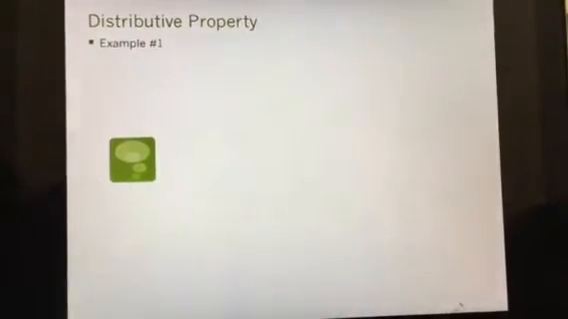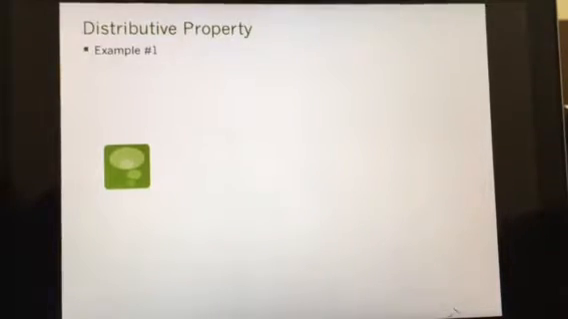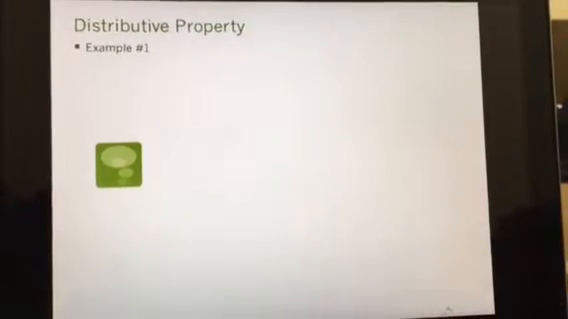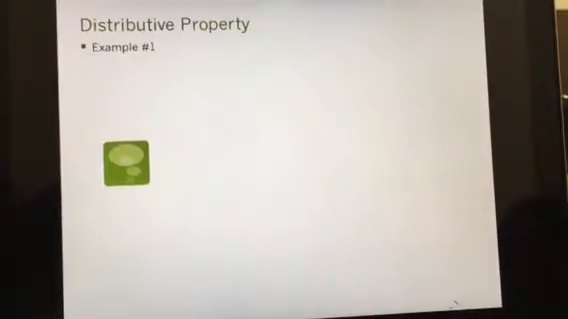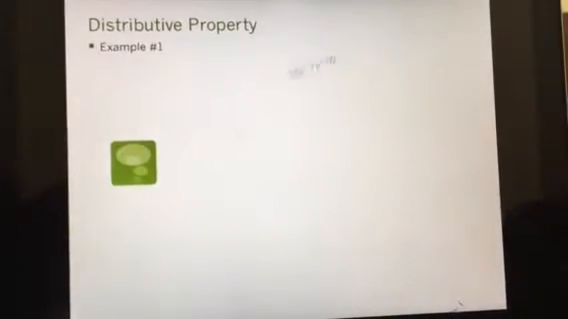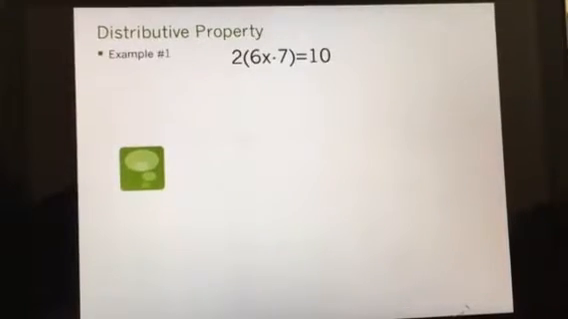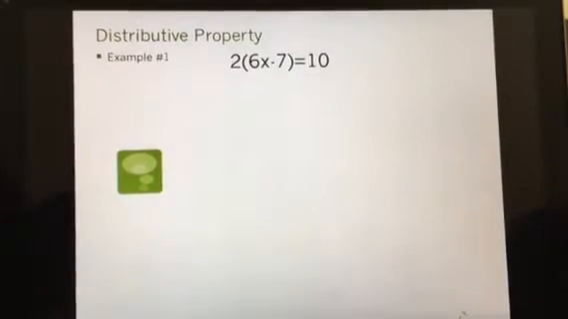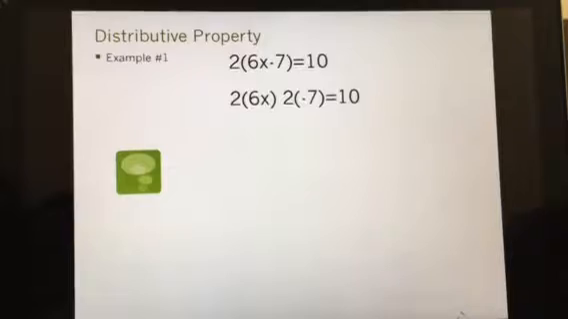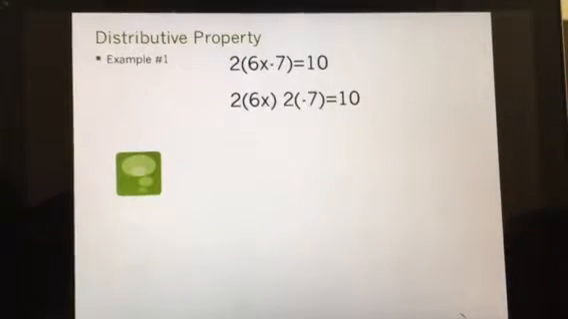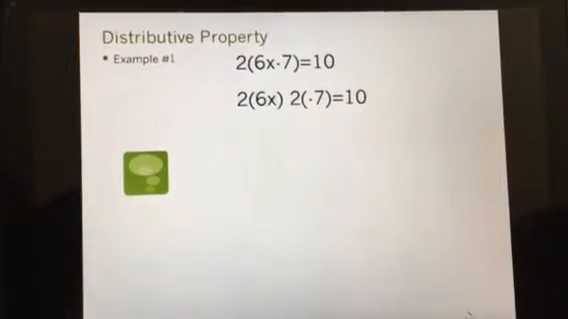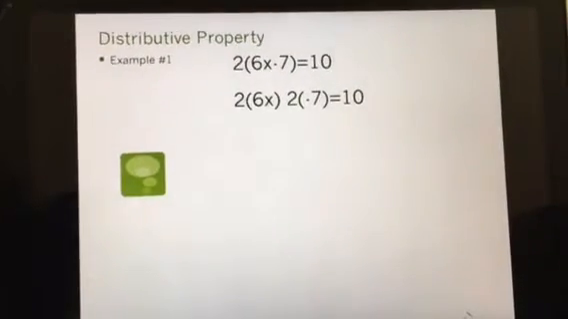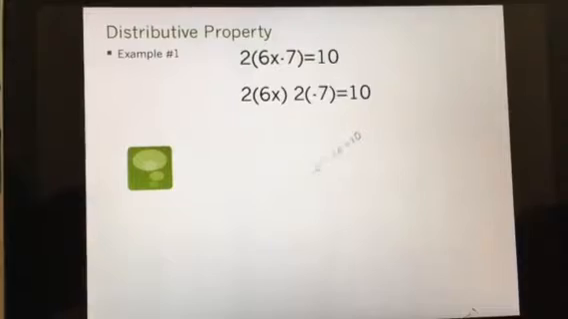Now, we're going to look at linear equations that ask us to use the distributive property, which means we have to multiply numbers all the way through anything that is sitting inside the parentheses. To solve this equation, we have to multiply 2 all the way through. So 2 times 6x, and 1 times 2 is 7 equals 10. So after multiplying, I get 12x minus 14 equals 10.